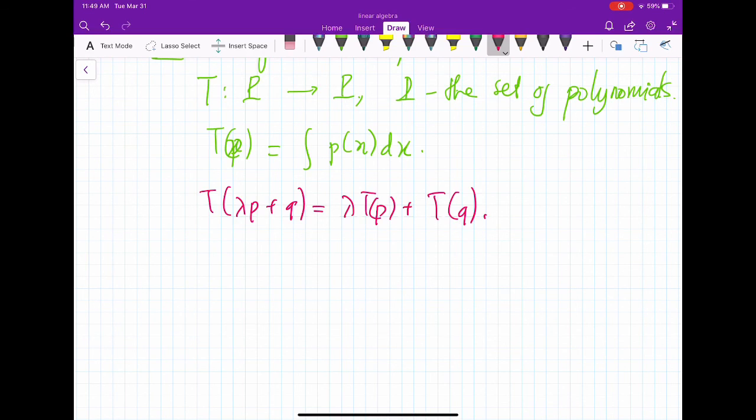All right, so again, this is a challenge. Again, you may consider the matrix of T.